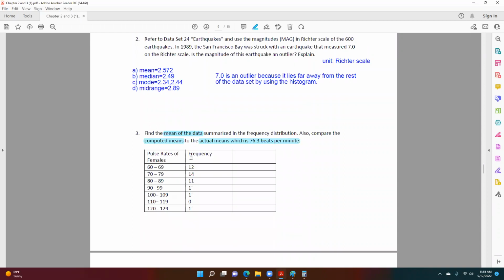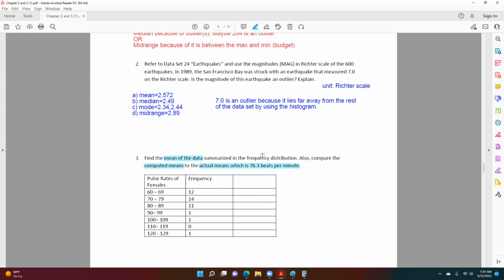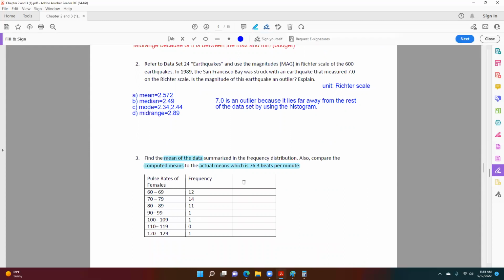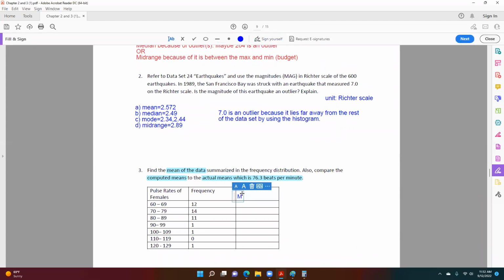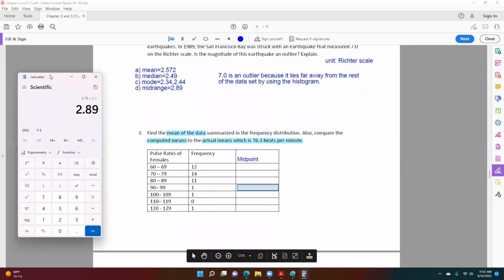How do you find the computed mean for this frequency distribution? First, you need to know your midpoints. That's why there's a blank column here. The reason it's blank is because you have to figure out your midpoint. I think you still remember how you find the midpoint from chapter 2.1. The midpoint is simply taking the lower class limit and the upper class limit, adding them up and dividing by 2. This is how you figure out your midpoints before you find the computed mean.